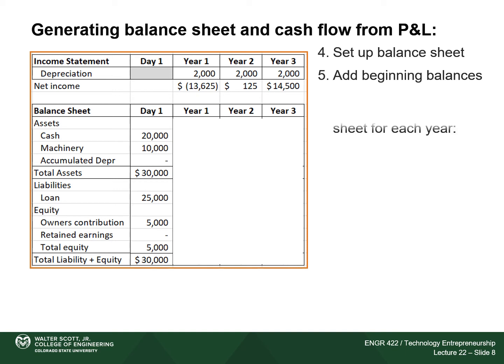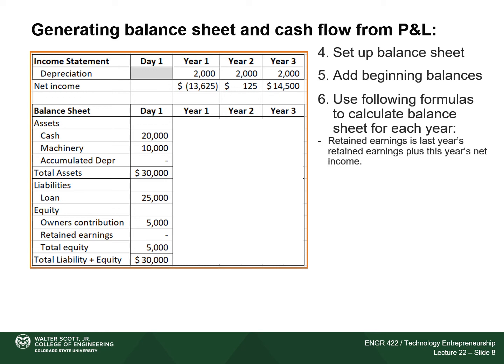Once you have the beginning balances in, the next thing you do is use the following formulas to calculate what's going to happen to the balance sheet at the end of each year. So the income statement is a summary of the things that happen during the year, and now you're going to use them to identify what happened in year one between day one and the end of year one, and then what happened in year two between the end of year one and the end of year two, and then what happened in year three between the end of year two and the end of year three. So let's go through that.